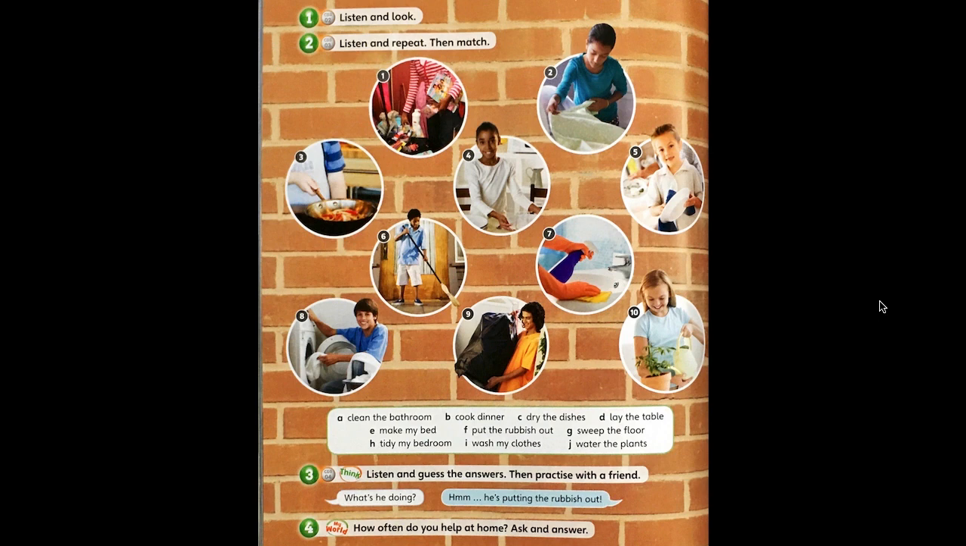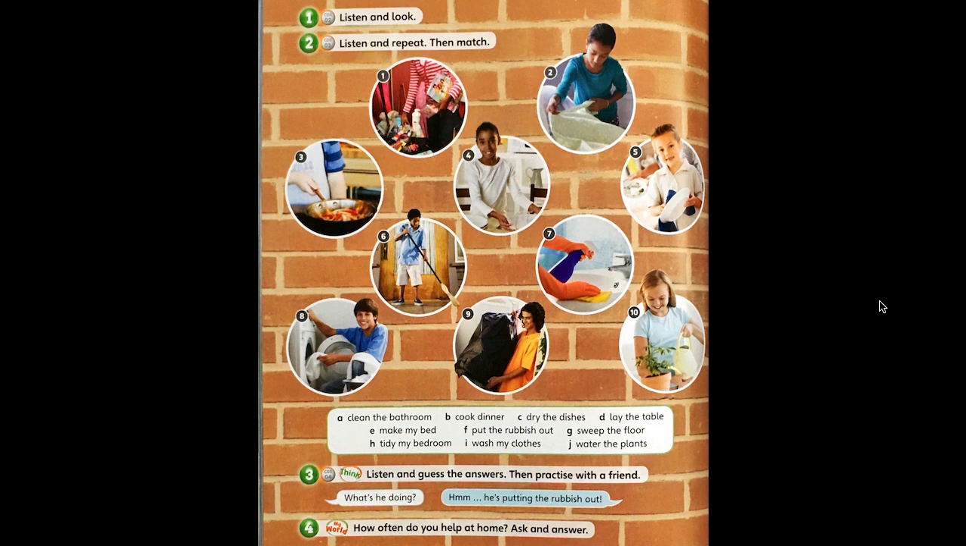Tidy my bedroom. Tidy my bedroom. Number two, make my bed. Make my bed. Number three, cook dinner. Cook dinner. Number four, lay the table. Lay the table. Number five, dry the dishes. Dry the dishes.